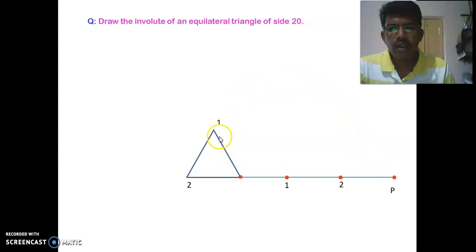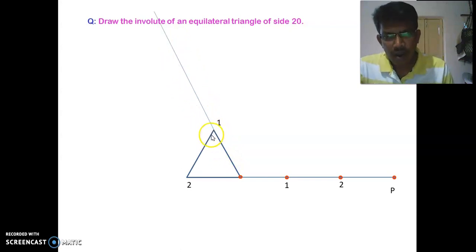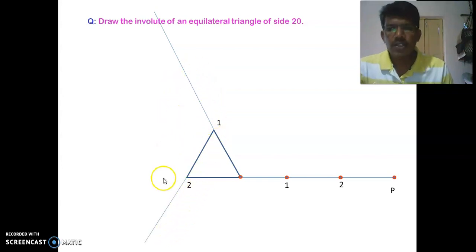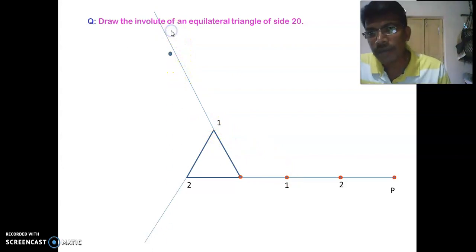For that, we have to draw the tangent for this side. This is the first tangent, and you have to draw a tangent for this side as well. After drawing the tangents, you can see here that we are unwinding the rope or wire, and it is going to come like this. Now simply take this distance P to 1. Listen clearly: P to 1 as a radius, 1 as a center, you make a mark on this point, like this.